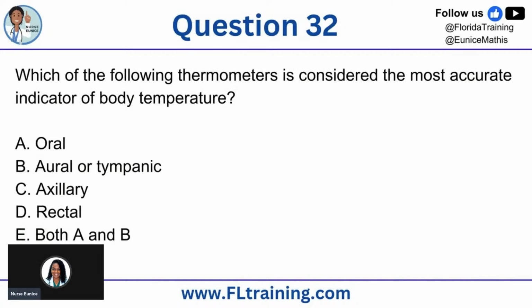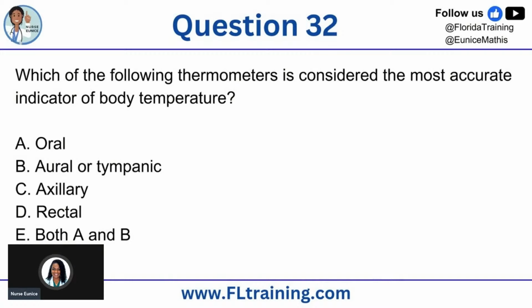All right, so question 32. Which of the following thermometers is considered the most accurate indicator of body temperature? Is it oral, or tympanic? Everyone repeat after me. Axillary, not auxiliary, axillary. D is rectal, and then E is both A and B. Not the one that's the most common, which is the most accurate.